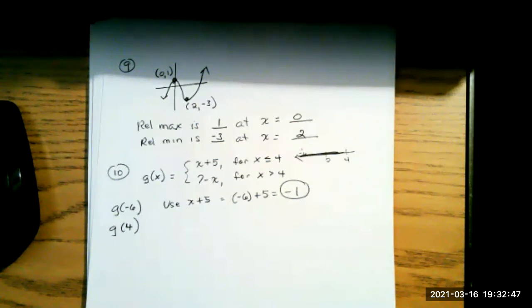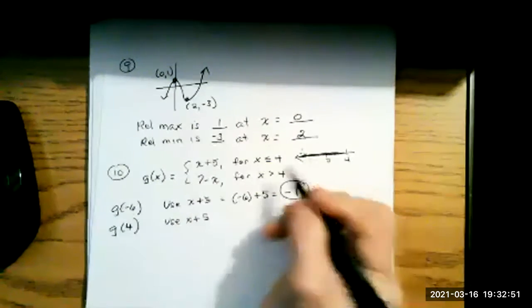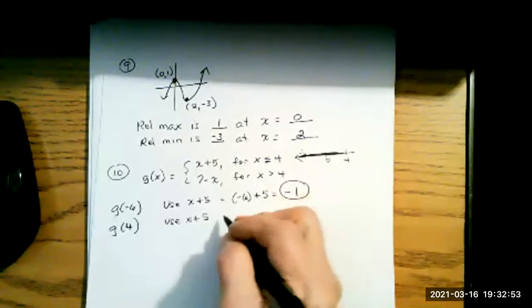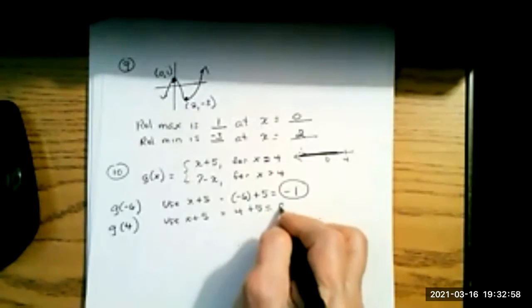I think it's that first one, x plus 5. That's right, because it's also equal to that symbol. Because it has that equal to under there. So I put the 4 in for the x. 4 plus 5 is 9.